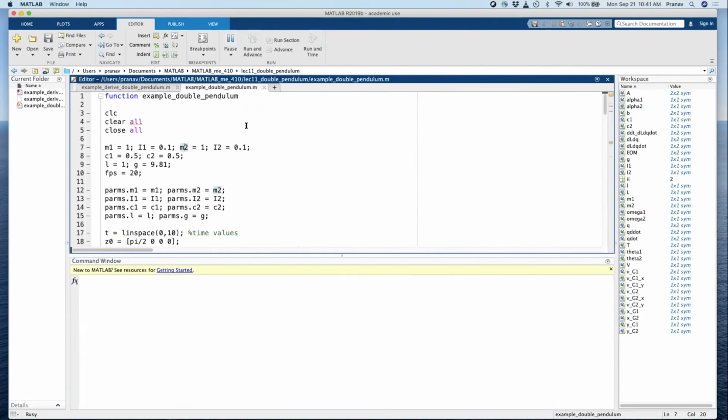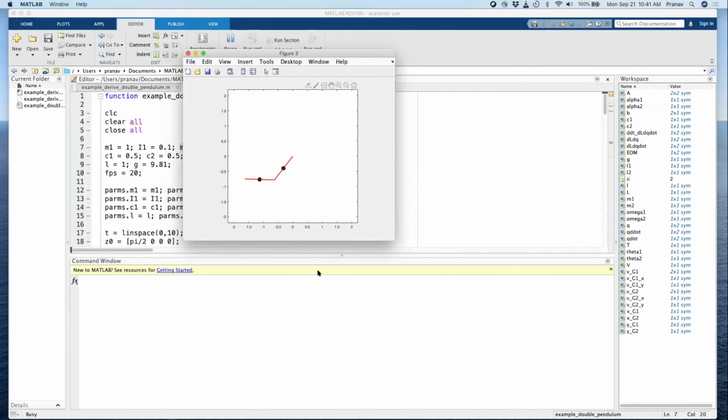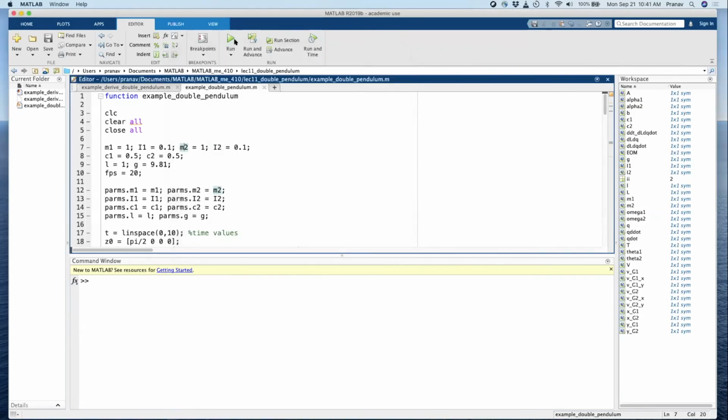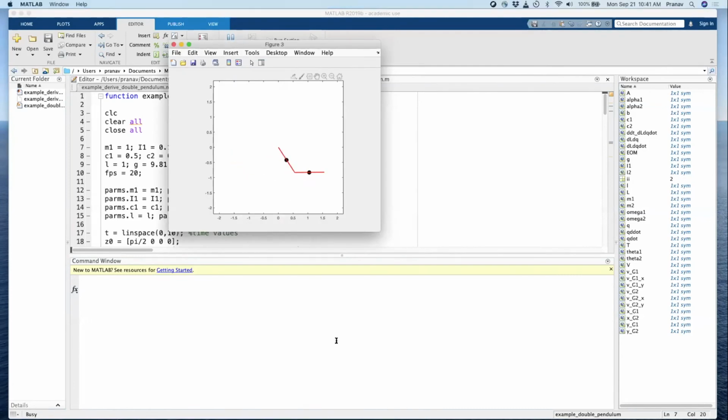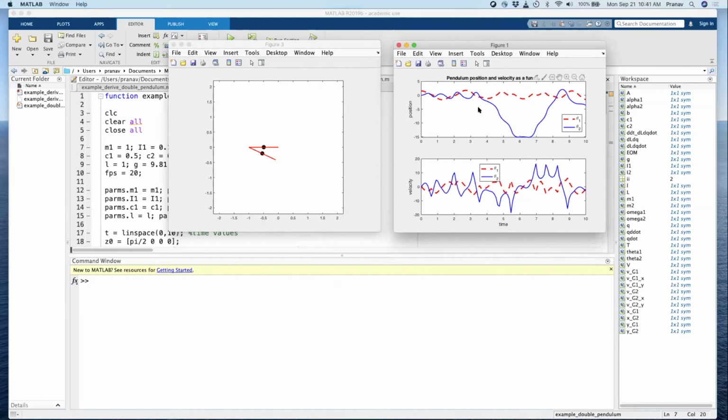So that's a double pendulum for you. Let me run it again. I think it shows up on my other screen. Here it is. Okay, it also makes some plots. These are plots of position, in this case angular position, theta 1, theta 2, and then velocity. It looks pretty crazy.